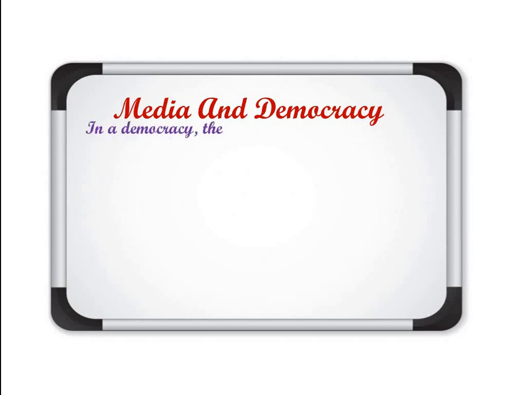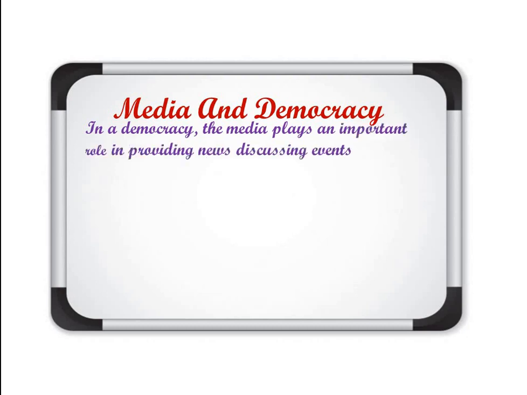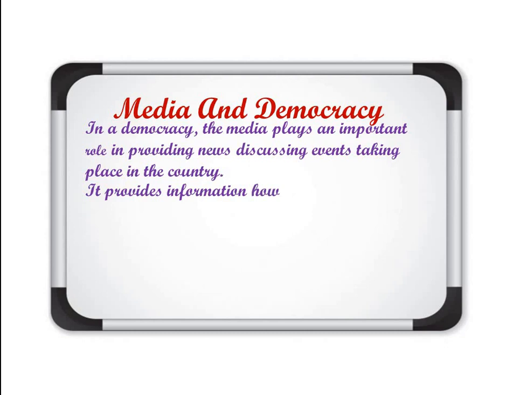In a democracy, the media plays an important role in providing news and discussing events taking place in the country. So it is the media that provides us news about the government, about the working of the government, or about the different discussions that are held with the different ministers or within the government. Next thing, it provides information on how the government works. That information also we get through media.